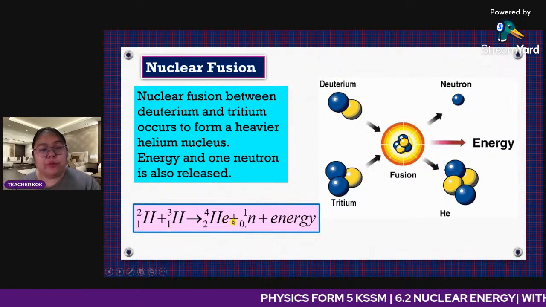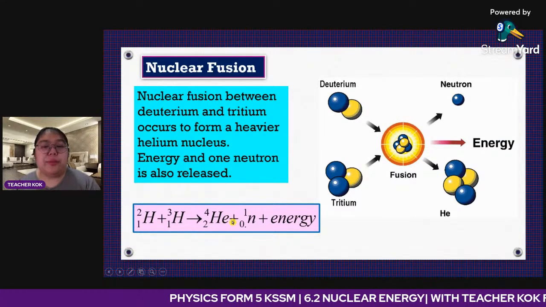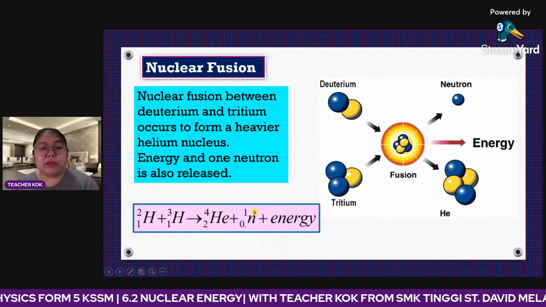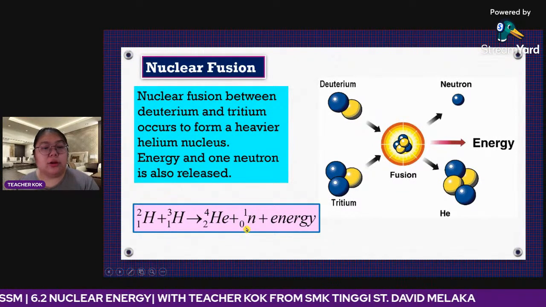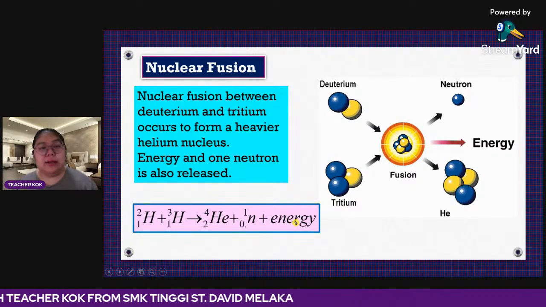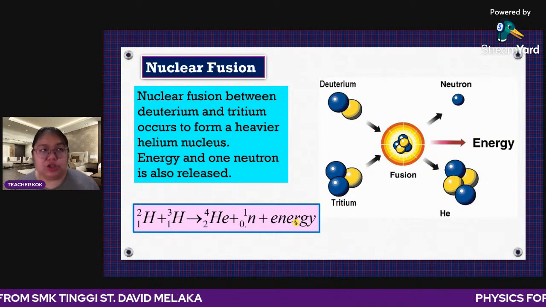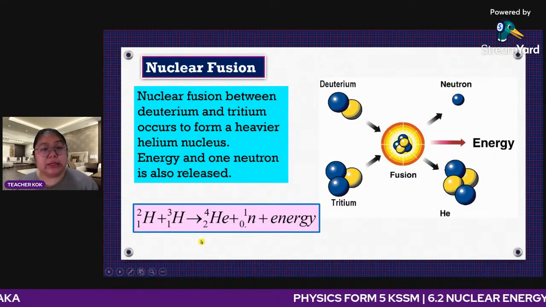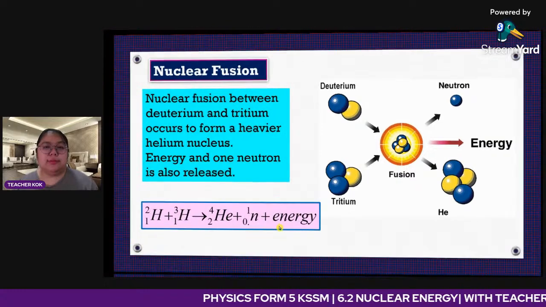Okay, after that, when they combine, they produce helium. Now the helium is 4-2 plus 1 neutron. Okay, they produce one neutron, and the last one sure is a large amount of energy. Okay, so this one is an equation for the nuclear fusions.